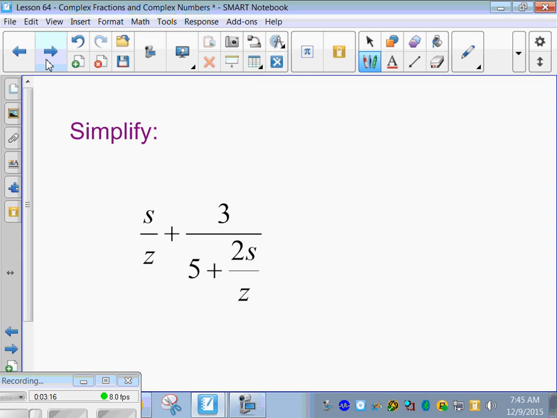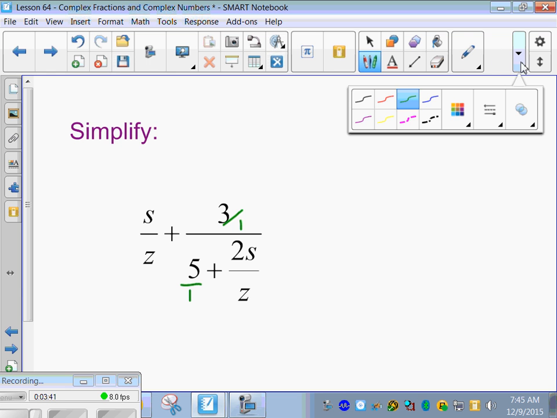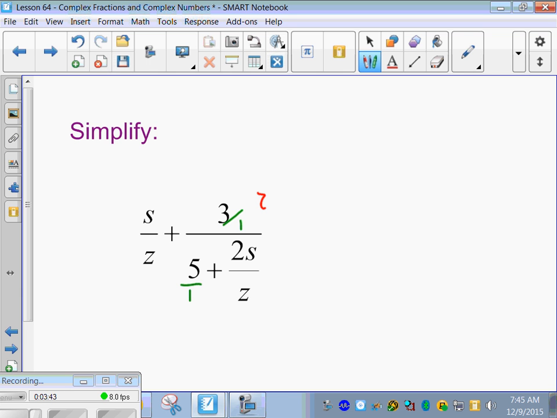I have s over z plus 3 over 5 plus 2s over z. So really, we're going to put this over 1, and we're going to put this over 1 so that I have all fractions. So Nate, in this first fraction, what is the common denominator? Good. Good job, Nate. All right, z over z. That was like perfect unison. All right, z over z.